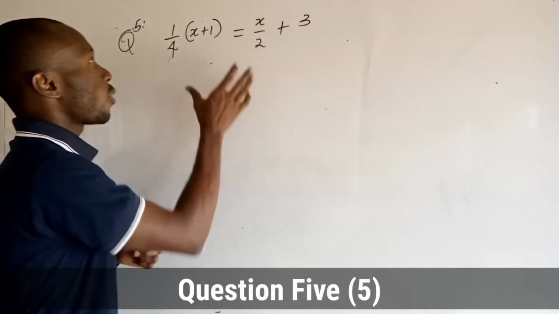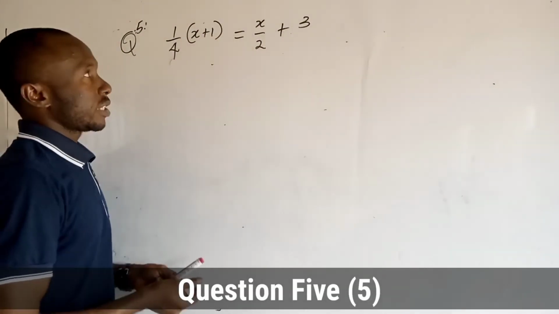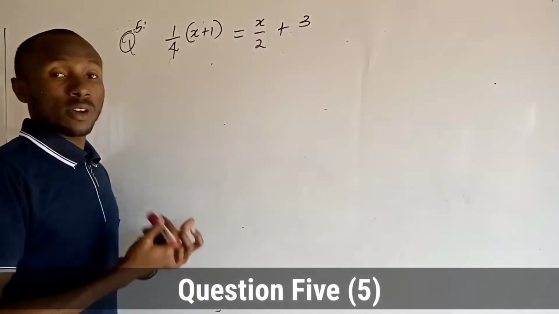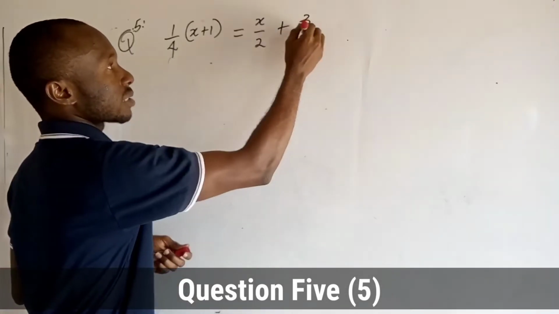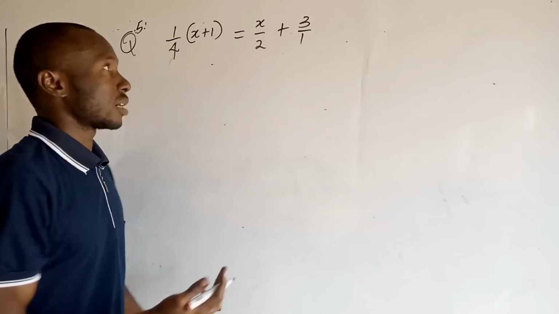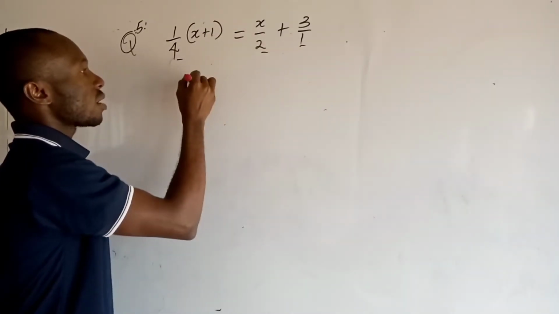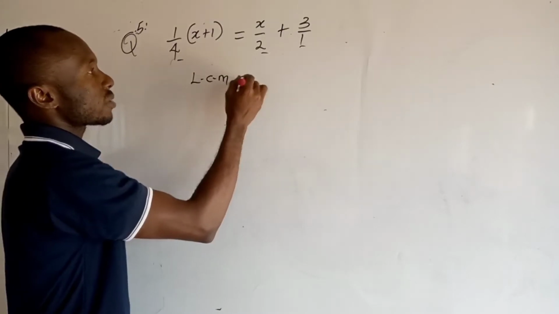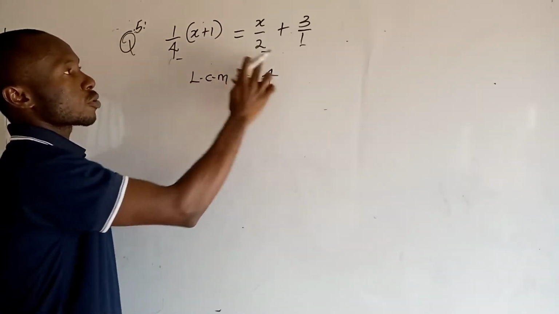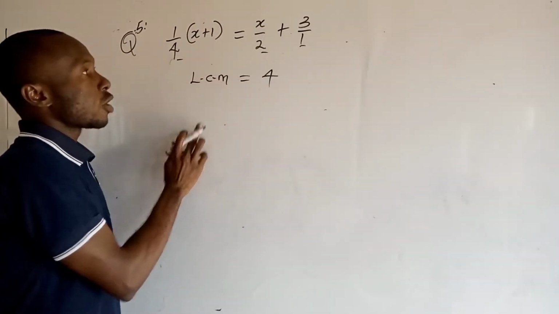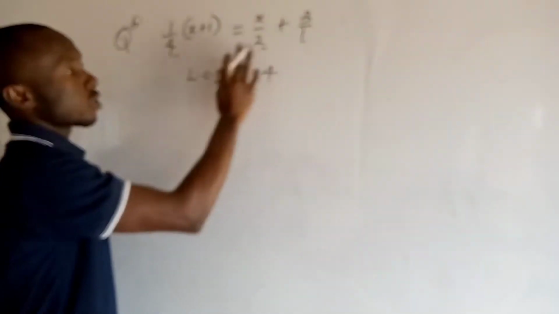Okay viewers, this is question number 5. Okay, very simple. The first thing you want to do is to write 3 as 3 over 1, which doesn't really matter. And now you look for the LCM of 4, 2, and 1. The LCM of 4, 2, and 1 is 4. So what do you do? You multiply both sides of this equation by 4.